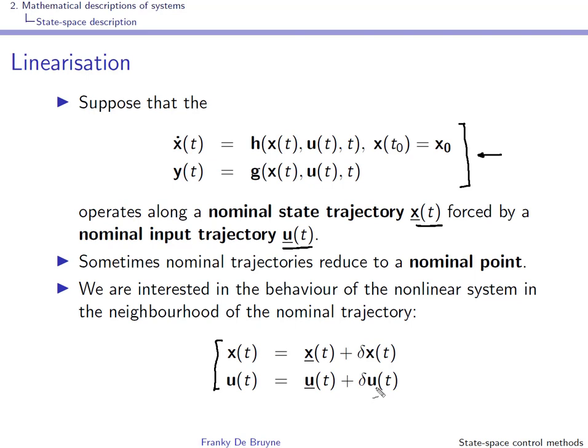Very often we'll be interested in nominal trajectories that reduce to a nominal point. So this will reduce to x of t equal to x0, something that is constant, plus some variation, and u of t will be u0 plus some variation. In practice we'll be interested in variations around a nominal working point.